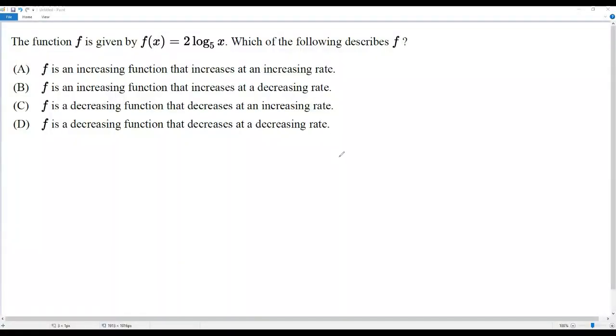Here we have an AP pre-calculus problem. Okay, let's go through the information. The function f is given by f of x equals 2 log base phi of x. Which of the following describes f? Okay, we have four options.